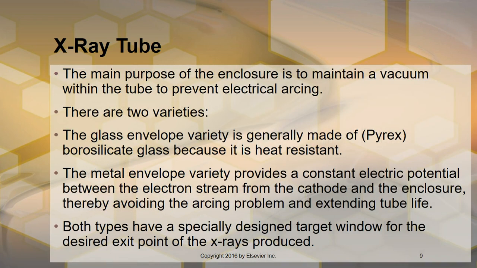The main purpose of the X-ray tube or the whole enclosure is to maintain a vacuum, and because of the production of X-rays in between the filaments and the anode target, if there was any air in there, then the electrons would contribute to the electron stream, and that would cause what's called arcing, A-R-C-I-N-G.